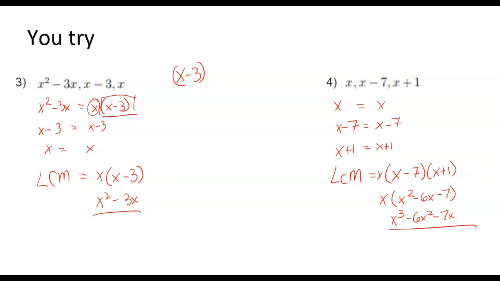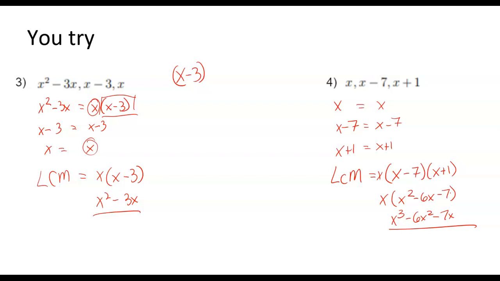So my least common multiple is the greatest number of each prime factor. I have 1 x and 1 x, so I'm going to use 1 x. And then I have 1 x minus 3 and then 1 x minus 3. So the greatest number in any expression is an x and an x minus 3, which gives me back x squared minus 3x.